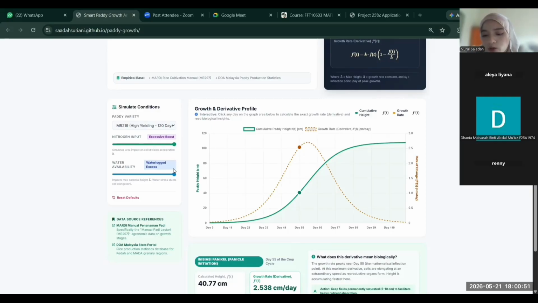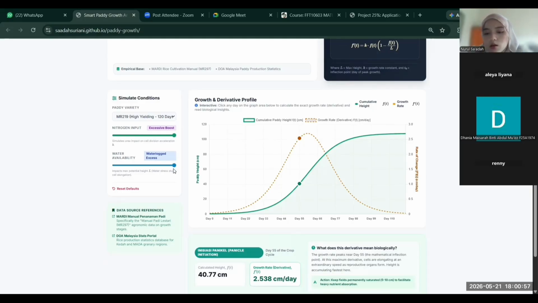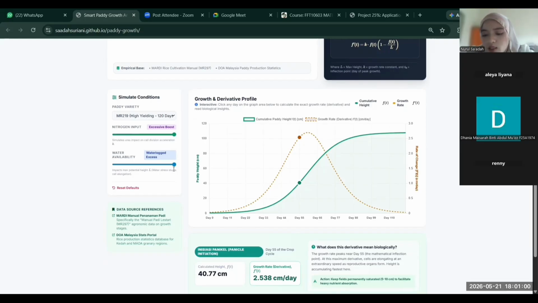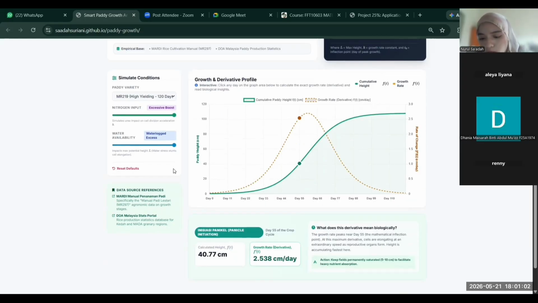For root suffocation, the mechanism: prolonged standing water that is too deep completely blocks oxygen from reaching the soil layer. The danger for a long-cycle variety: keeping the soil waterlogged and deprived of oxygen for an extended period prevents healthy roots. The roots begin to rot drastically, reducing nutrient absorption capacity right when the delayed inflection point demands high energy for panicle production.